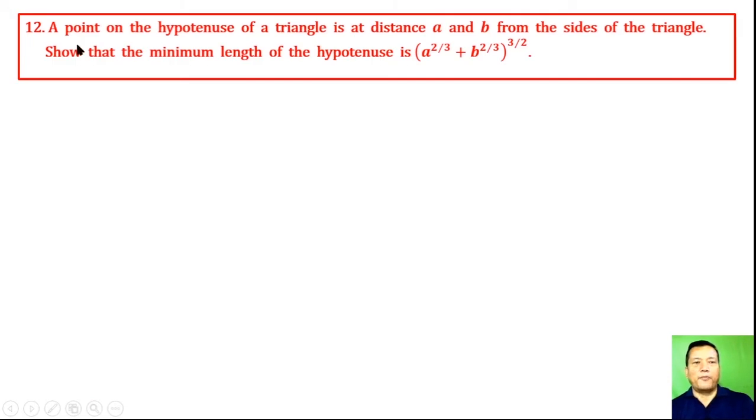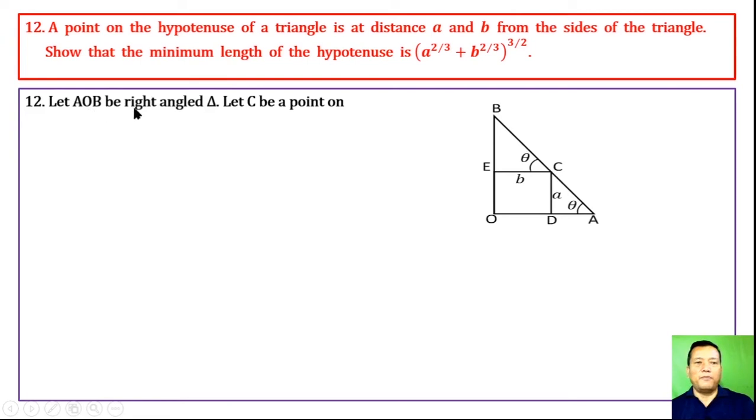Question number 12. A point on the hypotenuse of a triangle is at a distance a and b from the sides of the triangle. Show that the minimum length of the hypotenuse is (a to the power 2 by 3 plus b to the power 2 by 3) whole power 3 by 2.